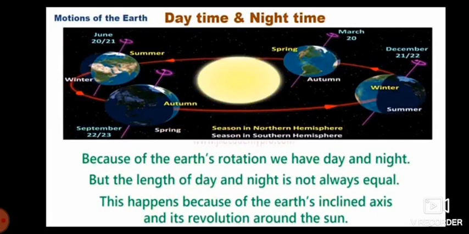So why are our day and night time not equal? Because of the Earth's inclined axis. That means the axis of Earth is a little bit tilted or slanting, you can say, and because of that the time of day and night are not equal. Also its revolution around the sun is the other reason. Okay, now this was about the daytime and night time.